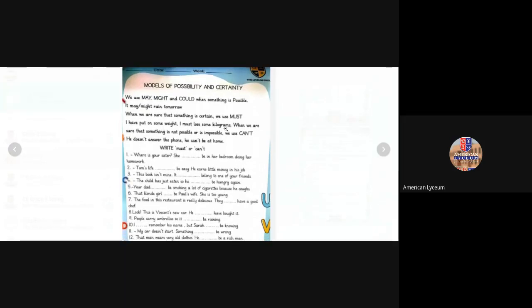Okay, when we are sure that something is certain, we use must. When we are confirmed that this information is true, then we use must. I have put on some weight, I must lose some kilograms. When we are sure that something is not possible or impossible, we use can't. When we are sure that kuch ho hi nahi sakti, to phir hum can't word use kar lete. He does not answer the phone. He can't be at home.